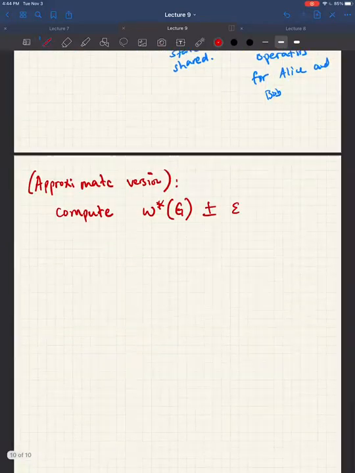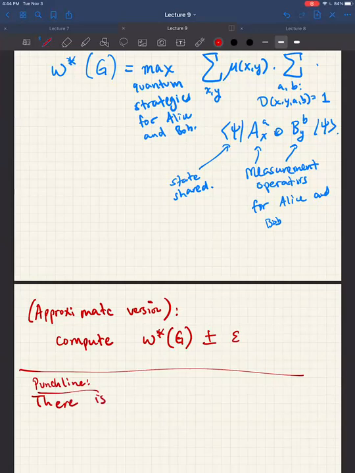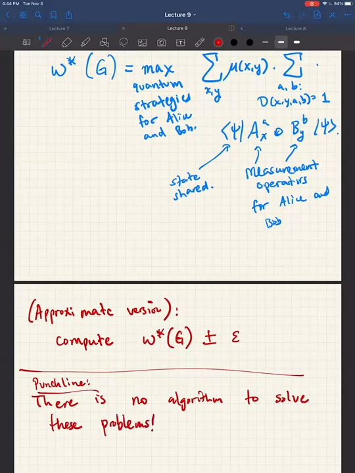And basically the punchline is that this problem is actually extremely difficult. Here's the punchline: there is no algorithm to solve these problems. Even if you gave these algorithms an unbounded amount of time, they just cannot determine what the right answer is for non-local games in general.